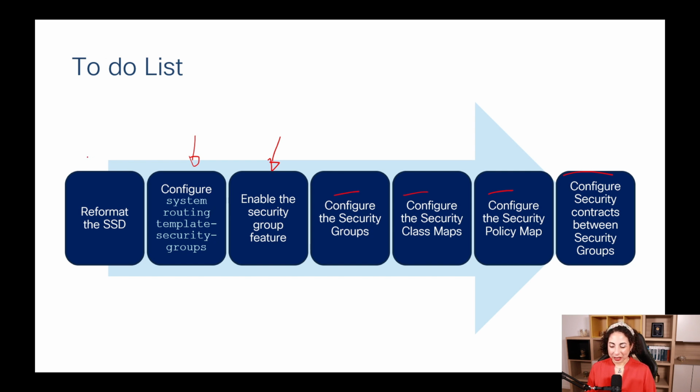I just want to make a final note on this slide, which is regarding the order of operation between these two. Actually, each one of these two, meaning reformatting the SSD as well as configuring the routing templates, requires a reload. I have put this order of operation to say that configuring the system routing template requires reformatting the SSD. But the thing is that even before we reformat the SSD, we are still able to go into config mode and apply the command to say system routing template security groups.